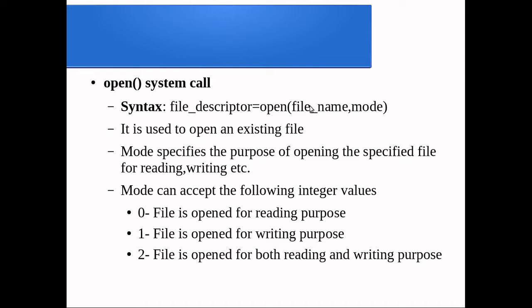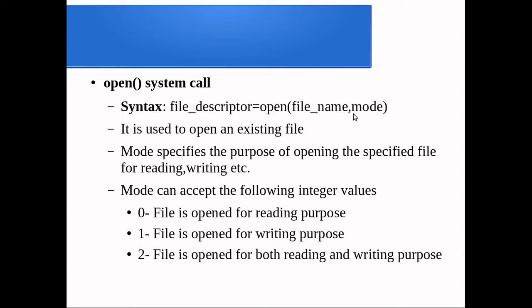The file name argument indicates the name of the file which we are going to open, and mode means what? Mode specifies the purpose of opening the specified file, like whether it is opening for reading or writing, etc. That is mode. Once we have opened that file, it will return the file descriptor. Again I am repeating, file descriptor is a number that uniquely identifies an open file.